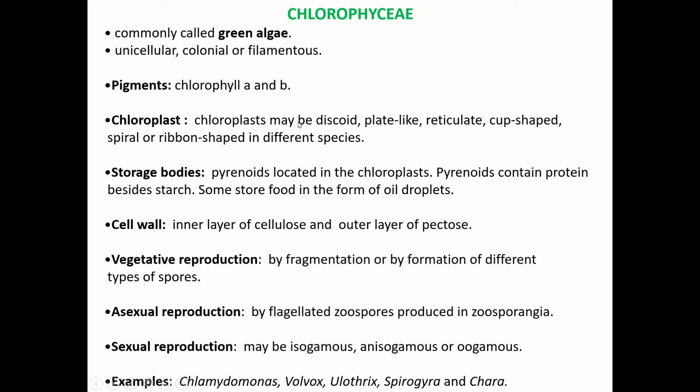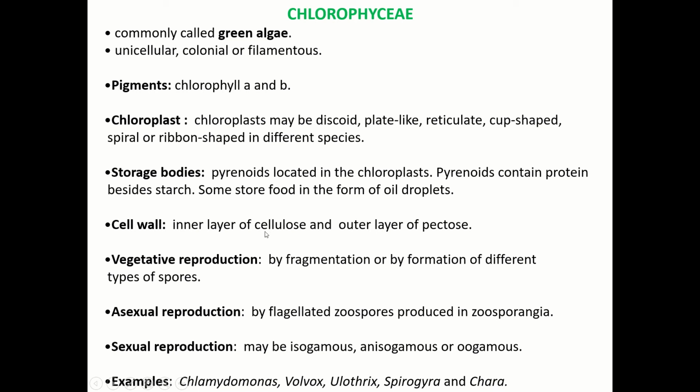Now the chloroplast may be discoid, plate-like, reticulate, cup-shaped, spiral, for example in Spirogyra, or ribbon shaped in different species. The chloroplast varies according to the species. Now storage bodies: it consists of pyrenoids which are located in the chloroplast. Pyrenoid contains protein besides starch. So these are the stored food present in the Chlorophyceae. Some store food in the form of oil droplets.